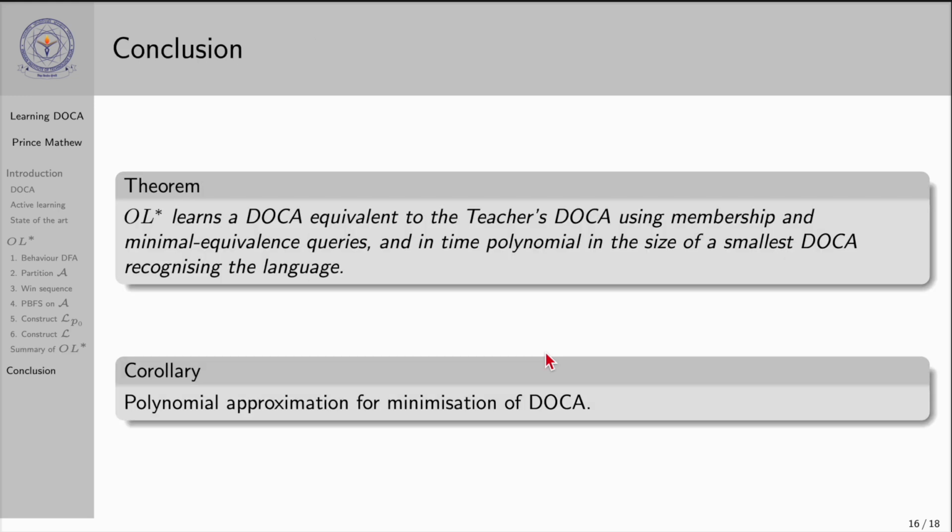Okay. So in conclusion, the All-Star algorithm learns a DOCA equivalent to the teacher's DOCA using membership and minimal equivalence queries in polynomial time in the size of the smallest DOCA recognizing the language. As a corollary, we also have a polynomial time algorithm for polynomial approximation for minimization of DOCA. So if you have a DOCA, you can find another DOCA whose size is at most polynomially larger than the size of the minimal DOCA recognizing the language, in polynomial time.